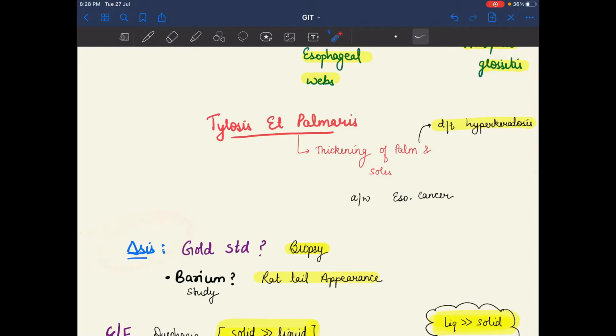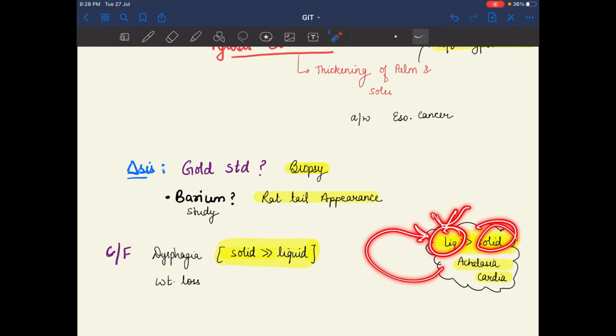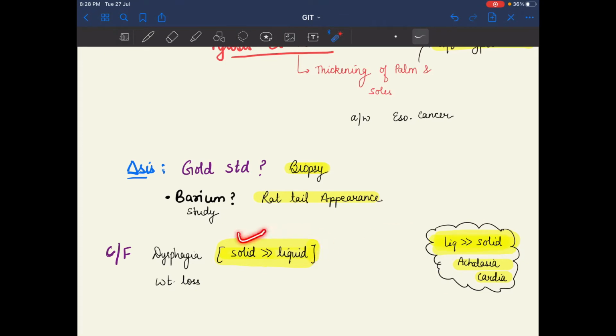And how do we diagnose squamous cell carcinoma or adenocarcinoma? The gold standard for diagnosis is biopsy, and on the barium study we find a rat tail appearance. In the clinical features there is dysphagia, and dysphagia is more for solid food than for liquid. In achalasia cardia I told you there is more dysphagia for liquid than solid, but in carcinoma there is more dysphagia for solid food. There is also weight loss, because the person is unable to eat properly.